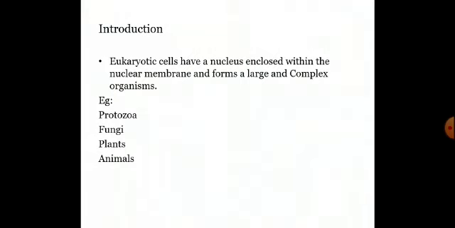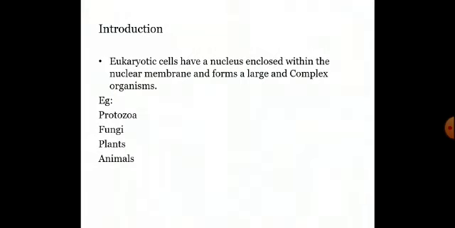First, let's see what eukaryotic cells are. Eukaryotic cells have a nucleus enclosed within the nuclear membrane and form large and complex organisms. Eukaryotic cells are well-developed, advanced cells compared to prokaryotes. Examples of eukaryotic cells are protozoans, fungi, plants, and animals.